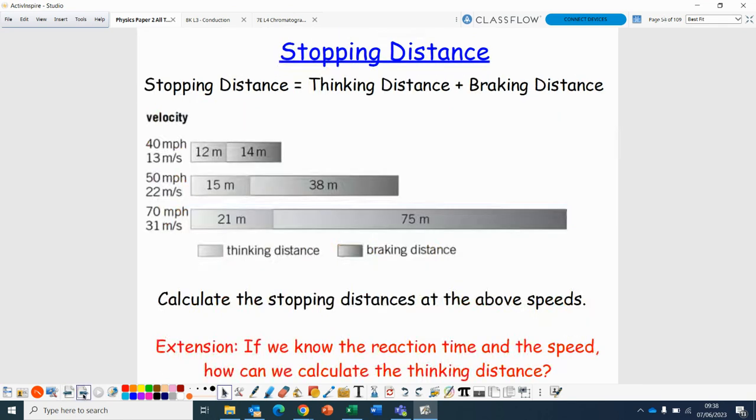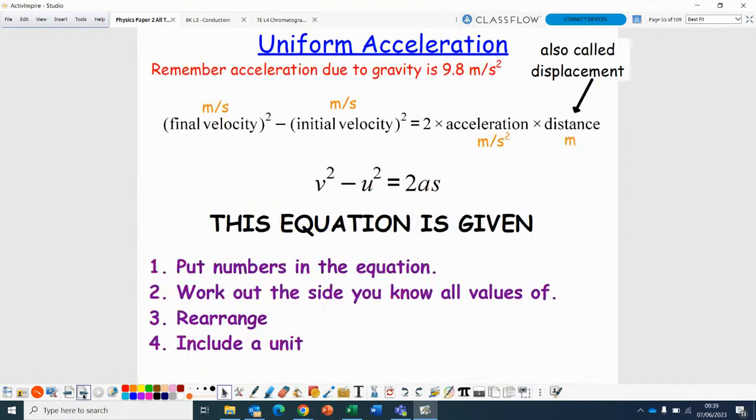So when you're working out stopping distance, this equation will not appear on the formula sheet. You just have to remember it's the thinking distance plus the braking distance. Remember, if someone's drinking alcohol, that will increase their thinking distance, but it will have no effect on their braking distance. But it will increase their stopping distance because you add those 2 together.